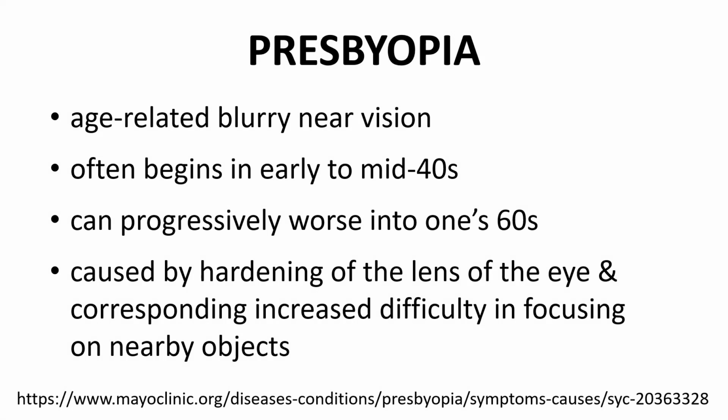Let's begin with the indication for VIZZ. VIZZ treats presbyopia. Presbyopia is blurry near vision observed in older adults. The condition often begins in one's 40s and worsens into the 60s. Presbyopia is caused by hardening of the lens of the eye, which affects proper focus on nearby objects. How does VIZZ treat presbyopia?